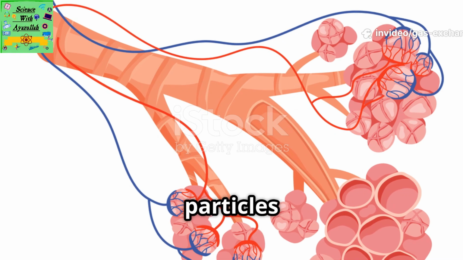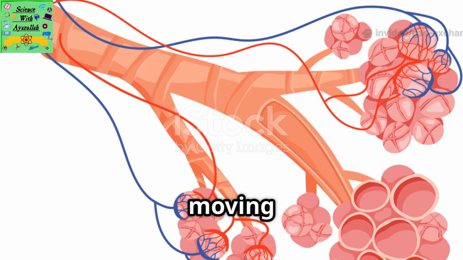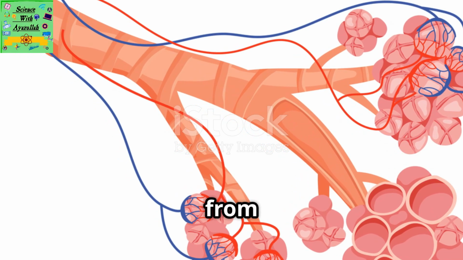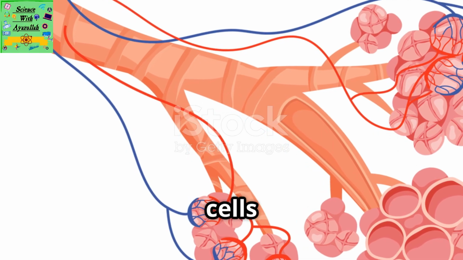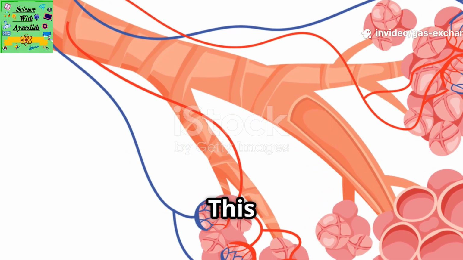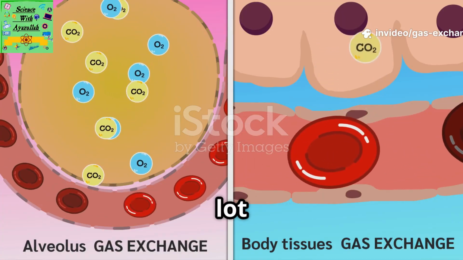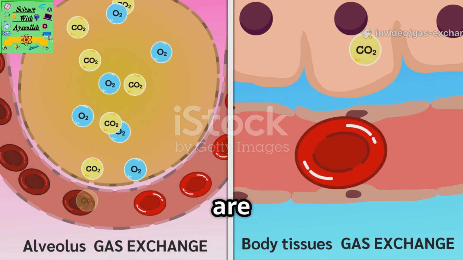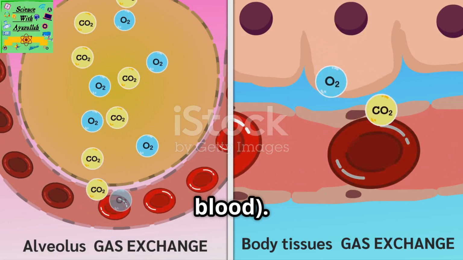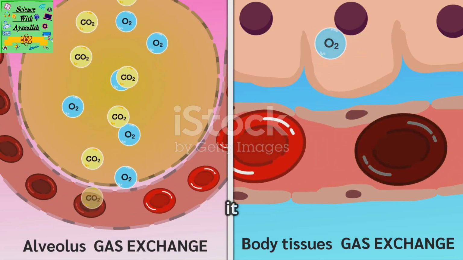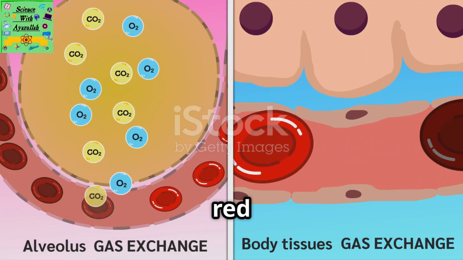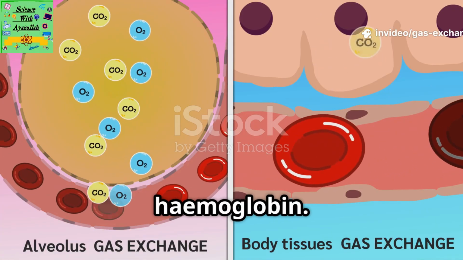The oxygen particles in the air are a gas, so they are moving freely. They can easily move from the air, through these thin-walled cells and into the blood. This is called diffusion. The oxygen molecules move from where there are a lot of them in the air to where there are fewer of them in the blood. When the oxygen gets into the blood, it dissolves. It goes into the red blood cells where it combines with hemoglobin.